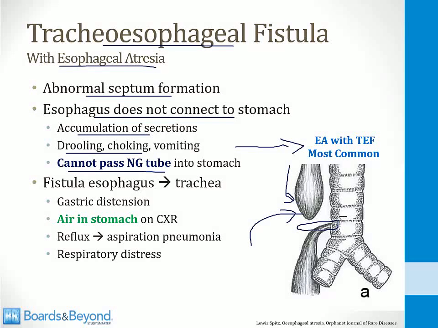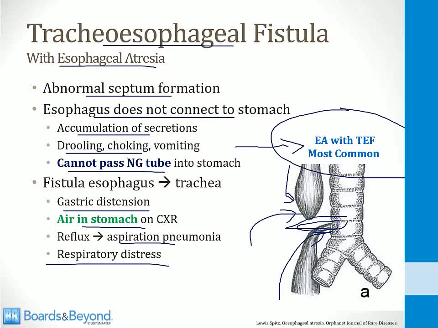These babies also have a fistula connecting the trachea to the esophagus and the stomach, so that can allow air into the stomach, causing gastric distension and air that you can see on X-ray. You can also have stomach contents reflux into the trachea, causing aspiration pneumonia and respiratory distress in a newborn. And this entire situation is a result of abnormal formation of the septum between the lung bud and the foregut in the first few weeks of development.